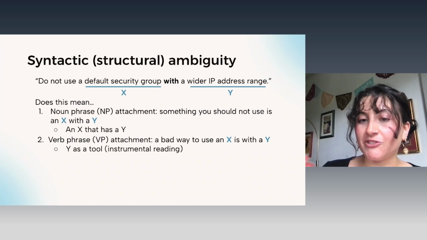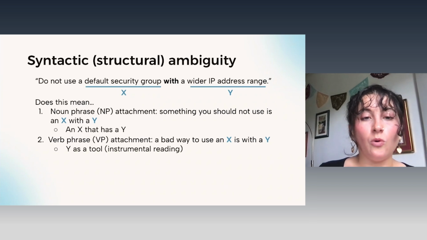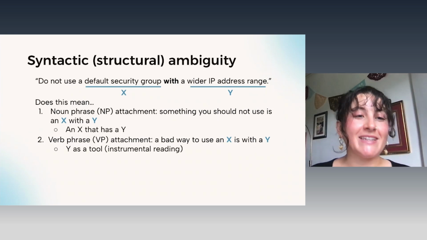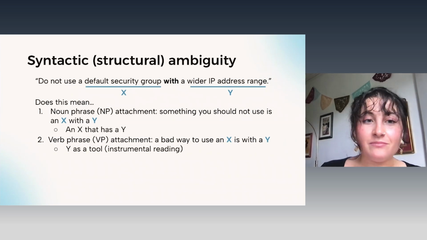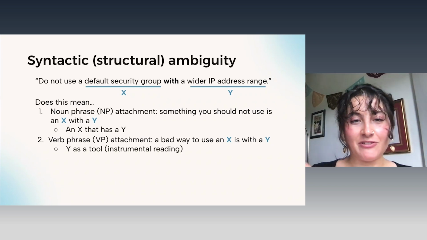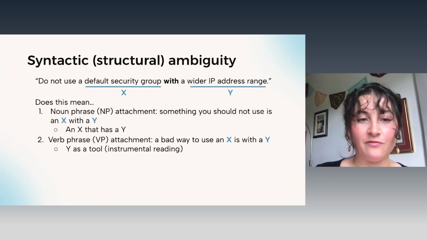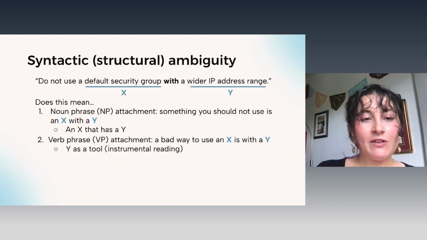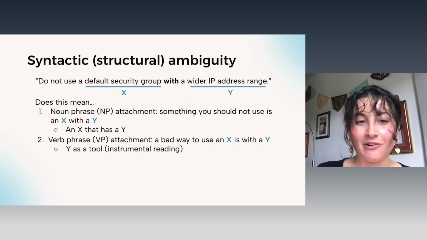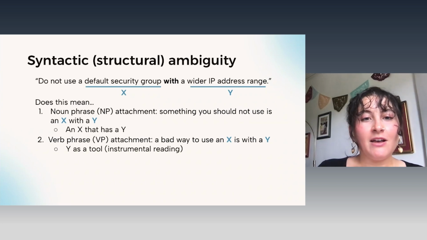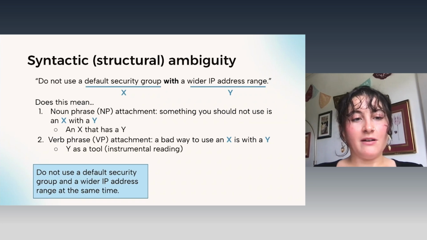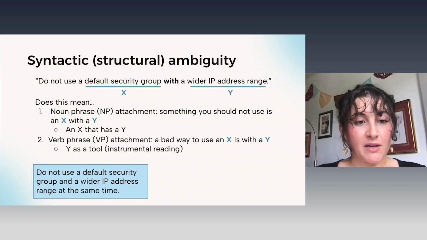So this is what's called an instrumental reading of with. So Y, or the wider IP address range, is sort of like a tool we're using to do the default security group. So hopefully that makes sense, how you can see there's, even if the technical terms are a little confusing, hopefully you can see there's two different meanings. Either with is clarifying what the qualities of the X are, or it's saying we're using X with the Y tool. So how could we solve this or disambiguate?